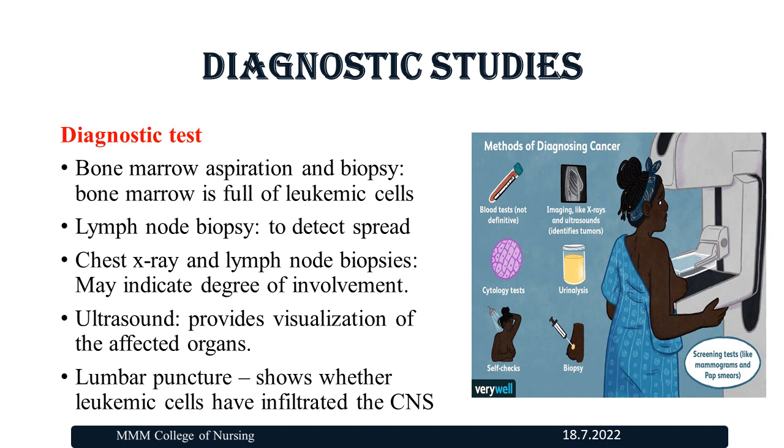Furthermore, the diagnostic tests: bone marrow aspiration and biopsy. Bone marrow is full of leukemic cells. Lymph node biopsy to detect spread of disease. Chest X-ray, lymph node biopsies may indicate degrees of involvement. Ultrasound provides visualization of the affected organs. Lumbar puncture shows whether leukemic cells have infiltrated the CNS.